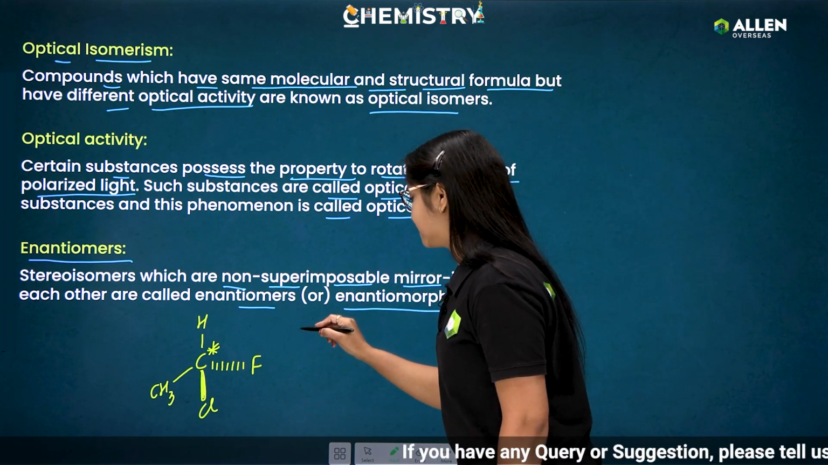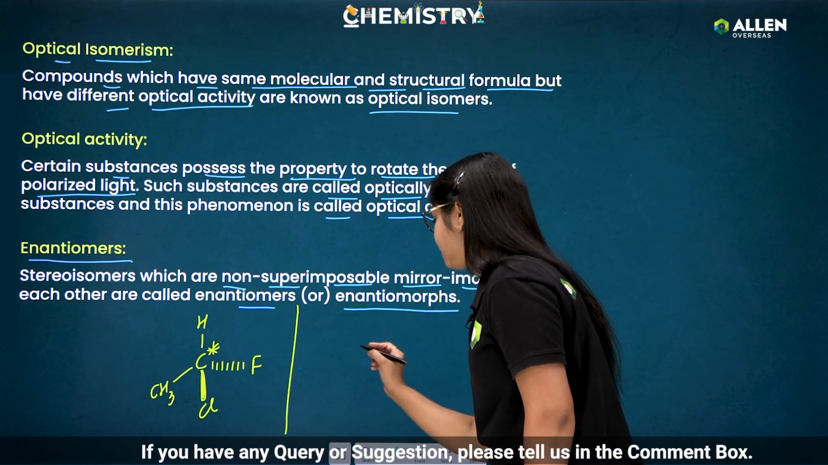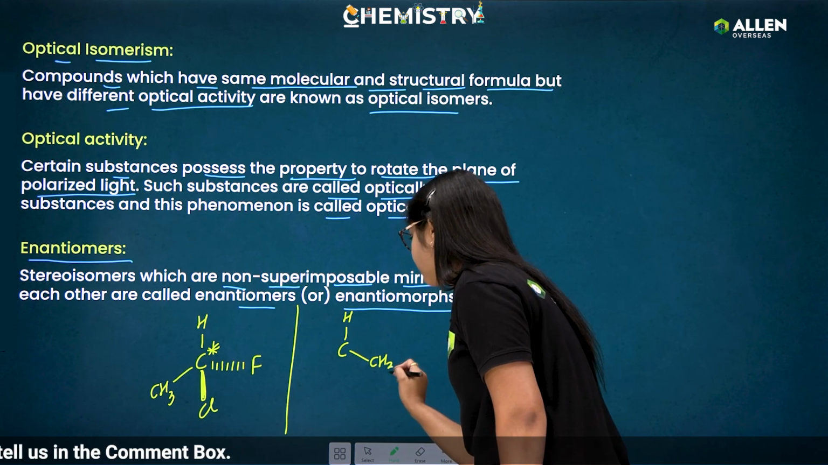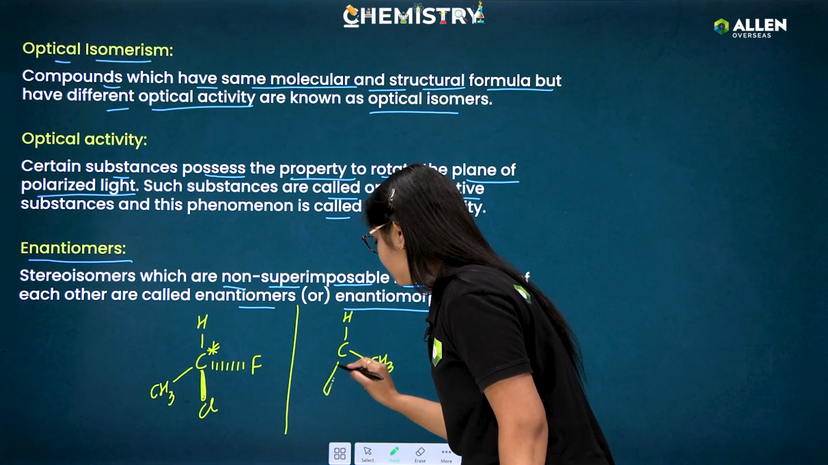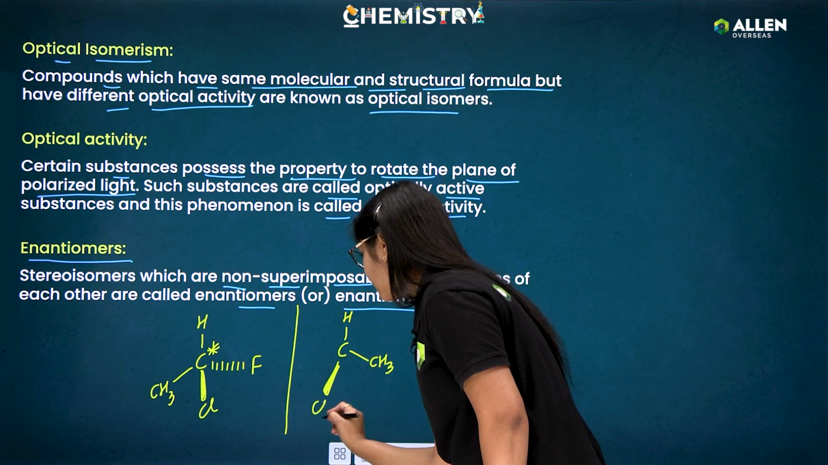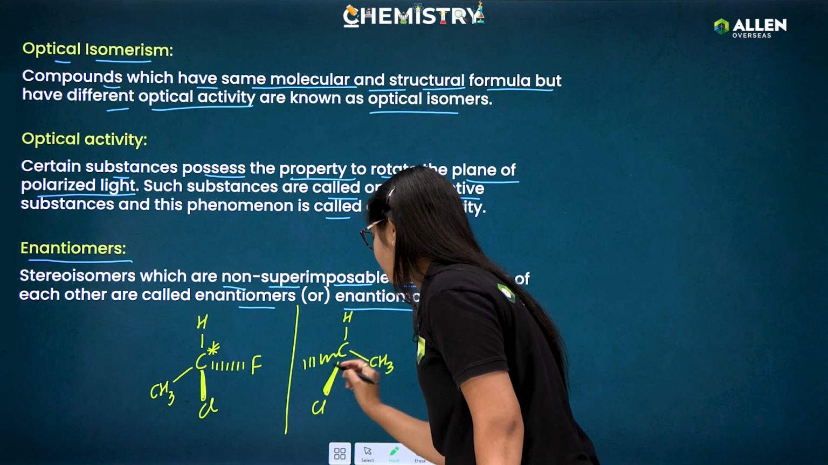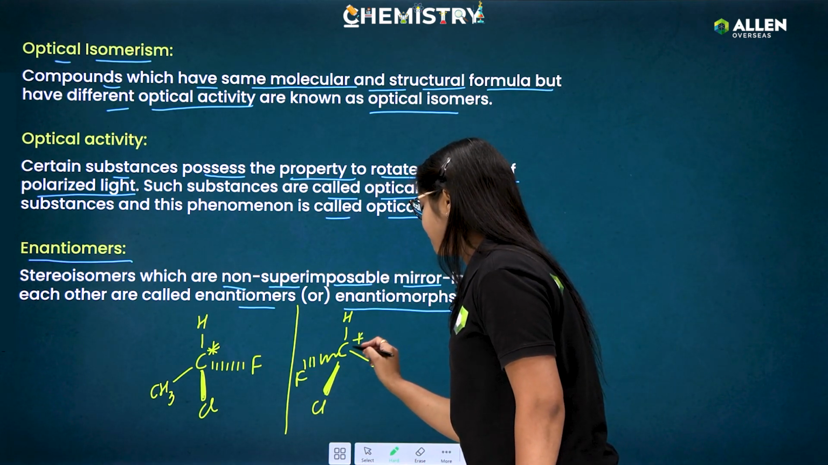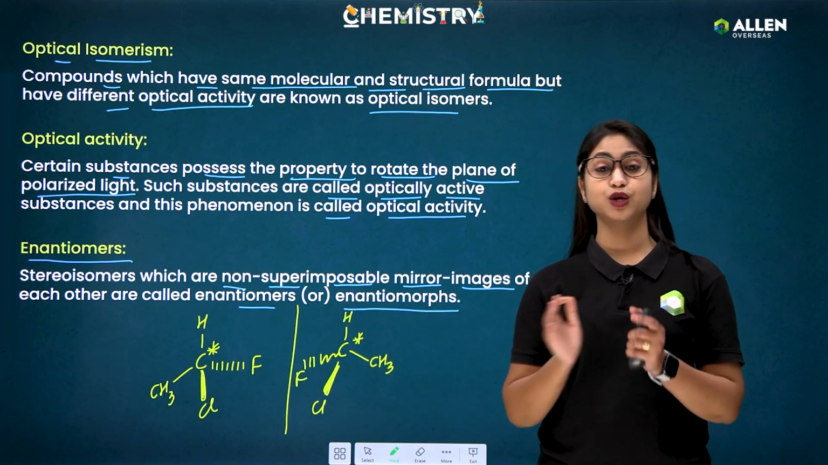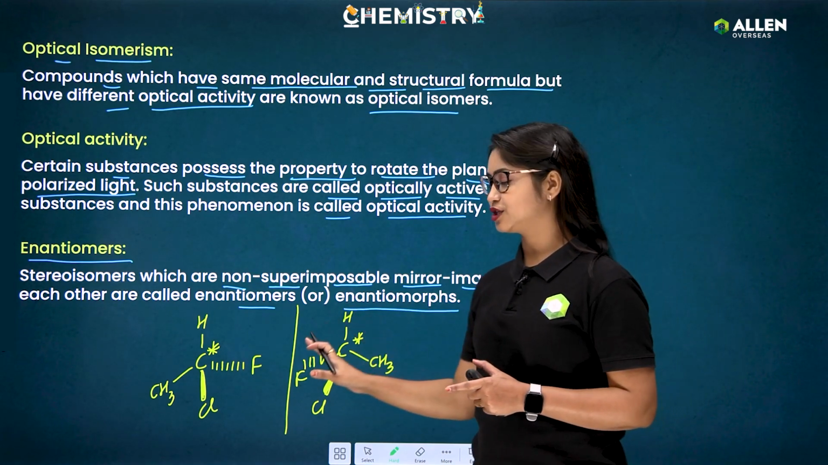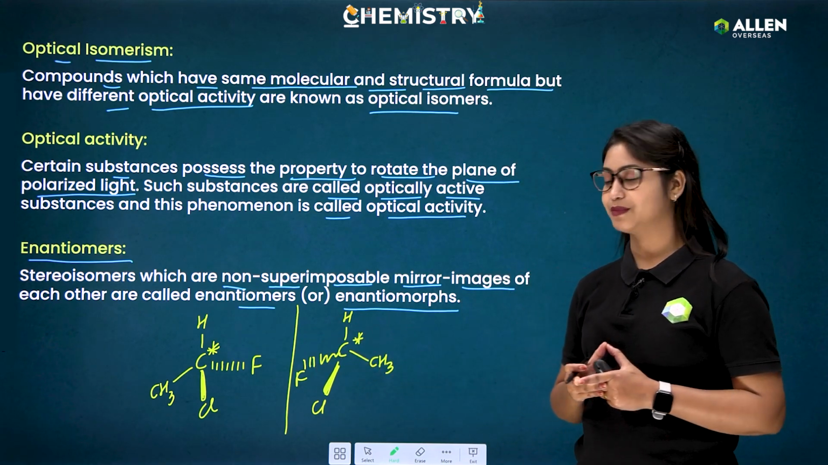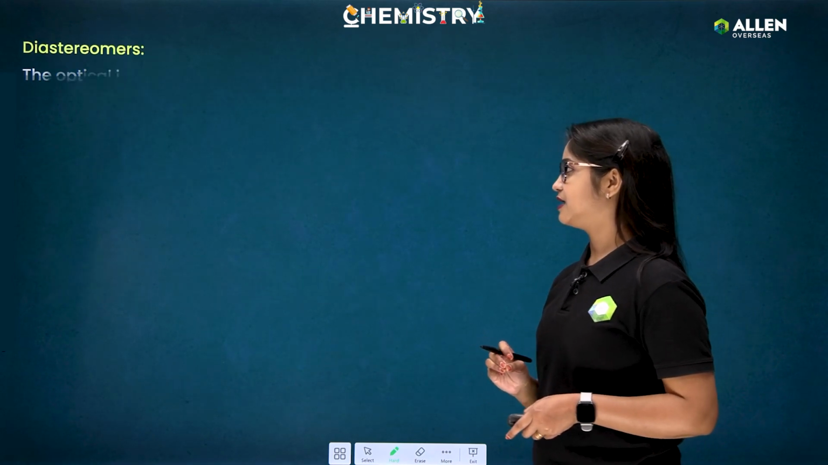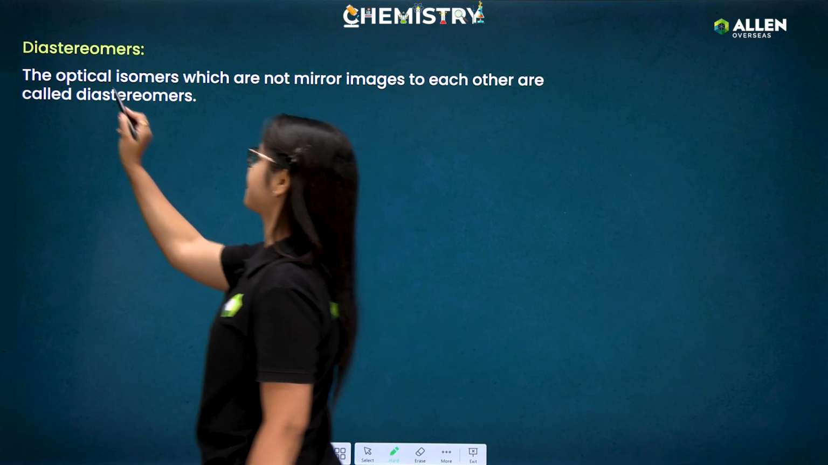Okay, and if I take the mirror image of this compound, so the mirror image of this compound will be hydrogen, methyl, chlorine and fluorine. Okay, this is the mirror image of this compound, and if you will see, these two mirror images are non-superimposable on each other. They will not superimpose on each other completely. So that's why we can call them as enantiomers. Fine. Now the second category is diastereomers.